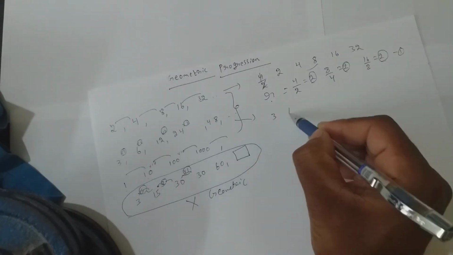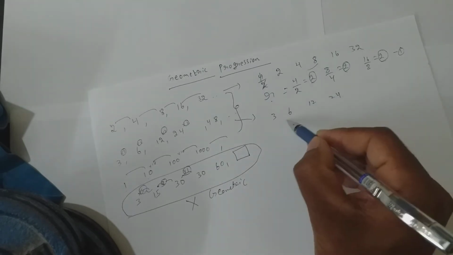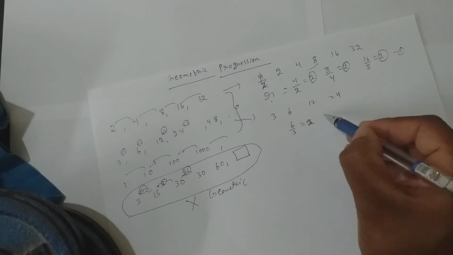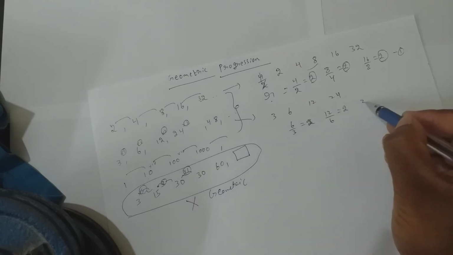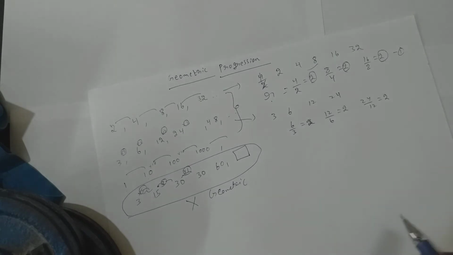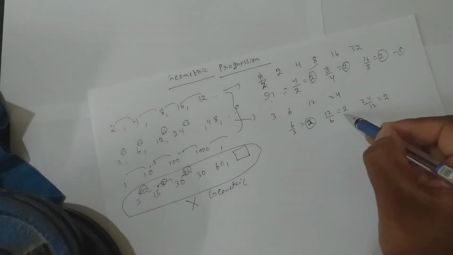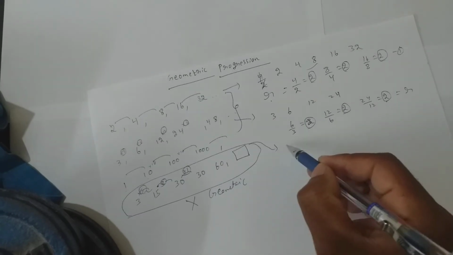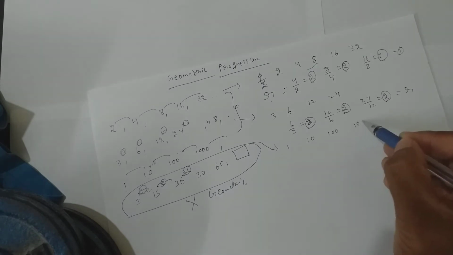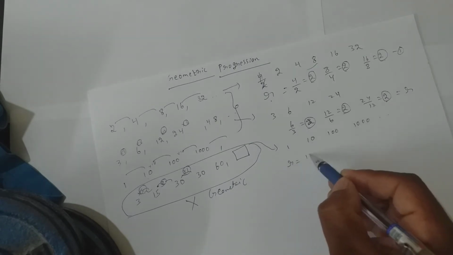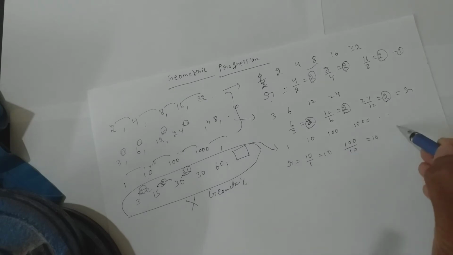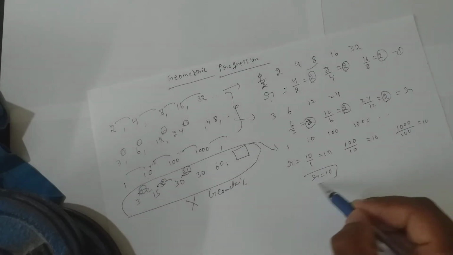Second case it was 3, 6, 12, 24. If I divide 6 by 3, I get 2. If I divide 12 by 6, I get 2. If I divide 24 by 12, I get 2. Over here also the ratio is same. So that is my value for R. In the next example, 1, 10, 100, 1000 and so on. What is the ratio? 10 over 1 equal to 10. And in the next one, 100 over 10 is 10. Next one, 1000 over 100 is 10. So my R value in this case is 10.